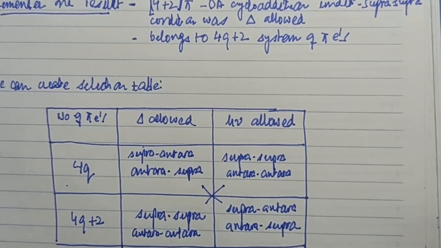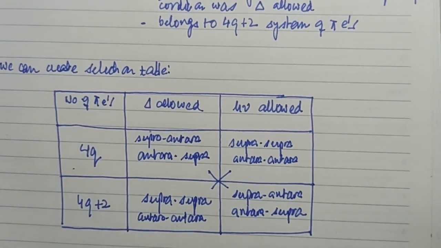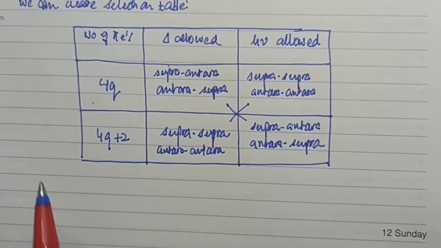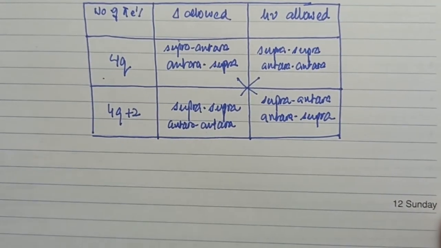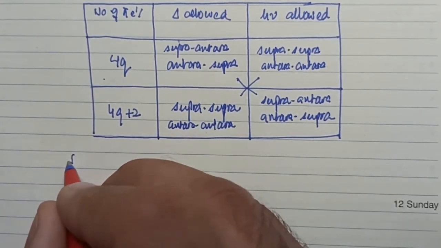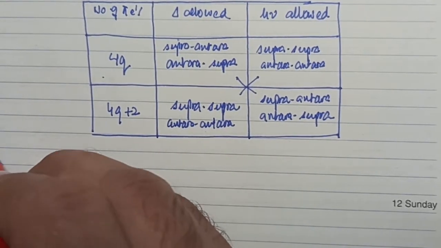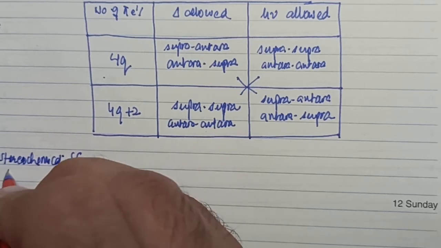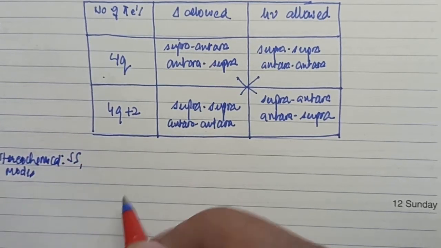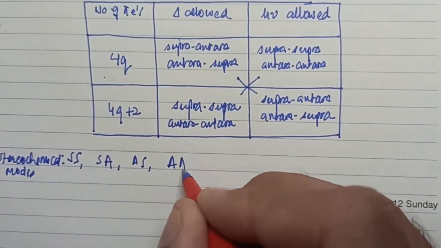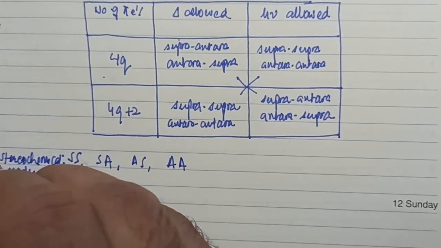Now based on this selection table only, let's try to create certain formulas for cycloaddition reactions. I know that as far as the cycloaddition reactions are concerned, there are 4 stereochemical modes. I'm talking about the stereochemical modes. We have supra-supra, we have supra-antara, we have antara-supra, and we have antara-antara stereochemical modes. This is one piece of information we have.